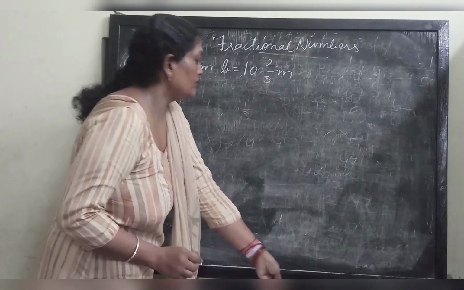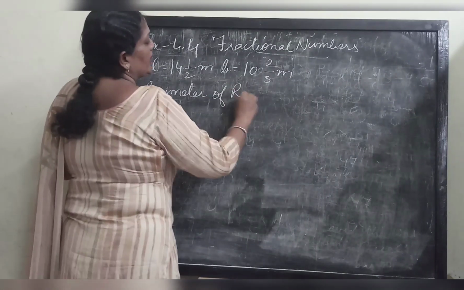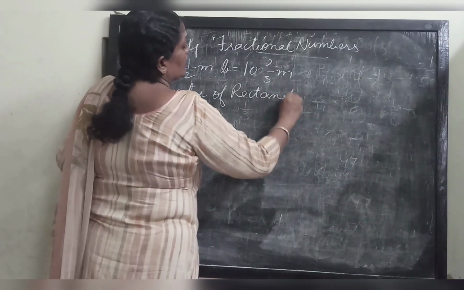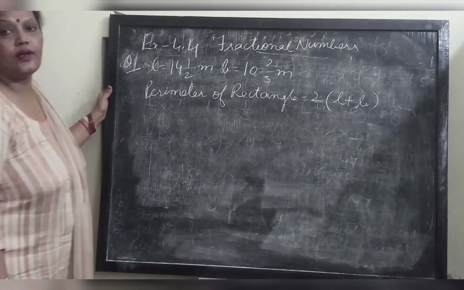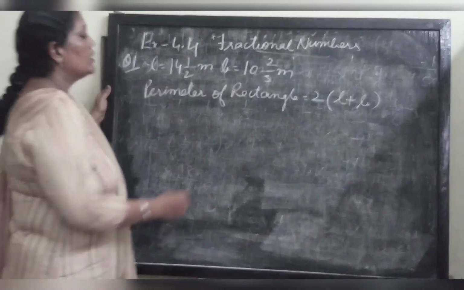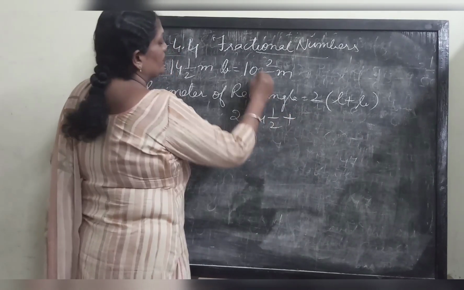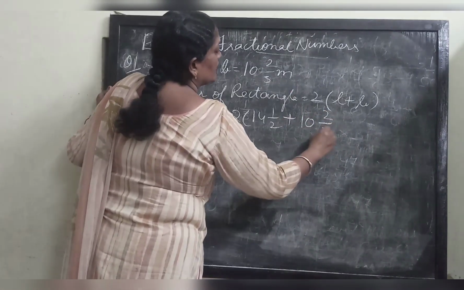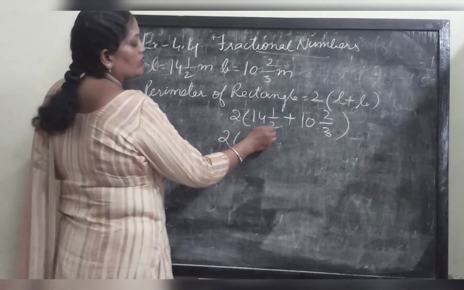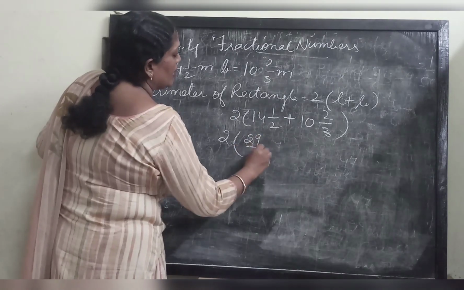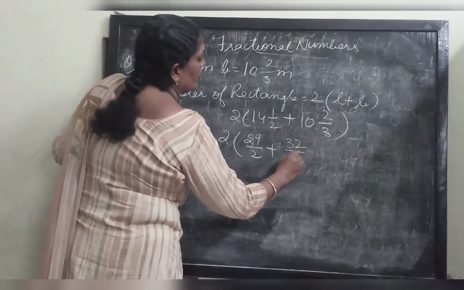Perimeter of rectangle. What is perimeter of rectangle? 2 into length plus breadth. You have to use this formula here. 2 multiplied by, what is length here? 14.5 plus breadth is 10 2 over 3. Now you have to change it into improper fraction. 14 2s are 28 plus 1, 29 over 2 plus 10 3s are 30 plus 2, 32 over 3.